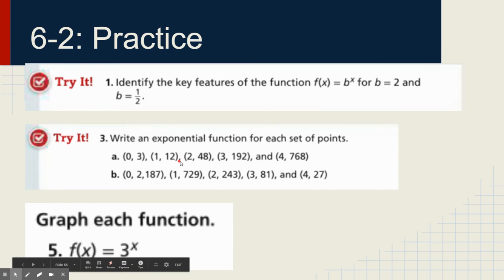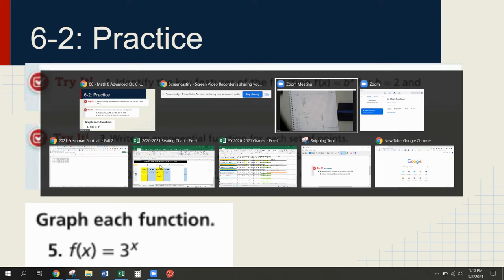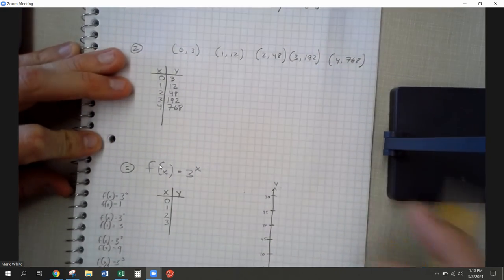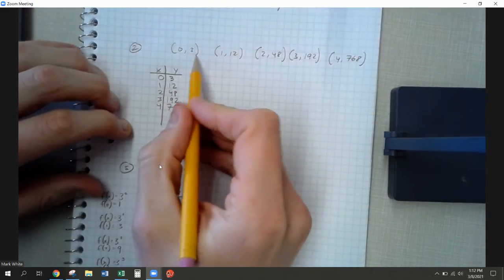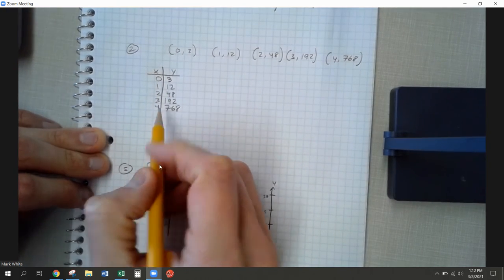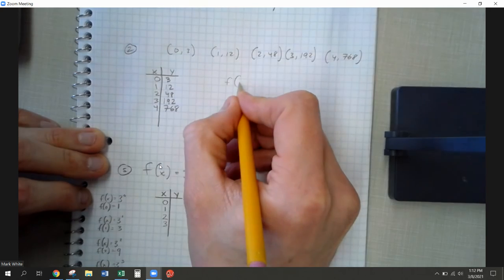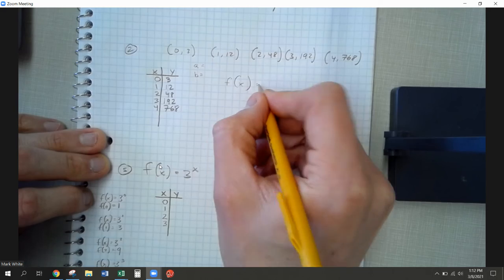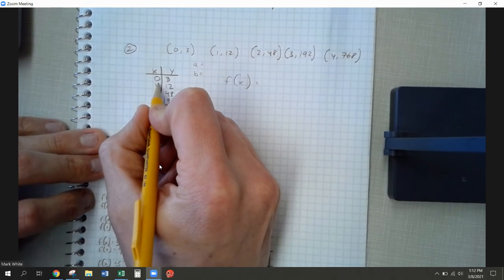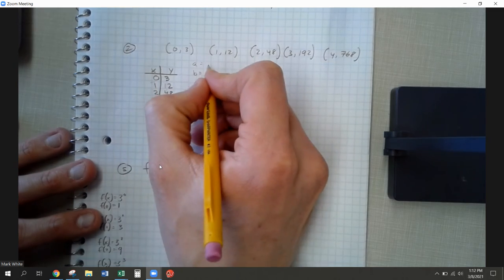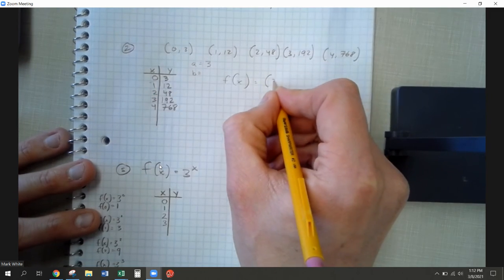All right, so for number 3, let's take a look. For the second one here, I took all these ordered pairs and put them in a table. So we need two things: we need our a value and we need our b value. My a value is my initial amount. My initial amount is my y value when x is 0. So here, it's going to be 3.